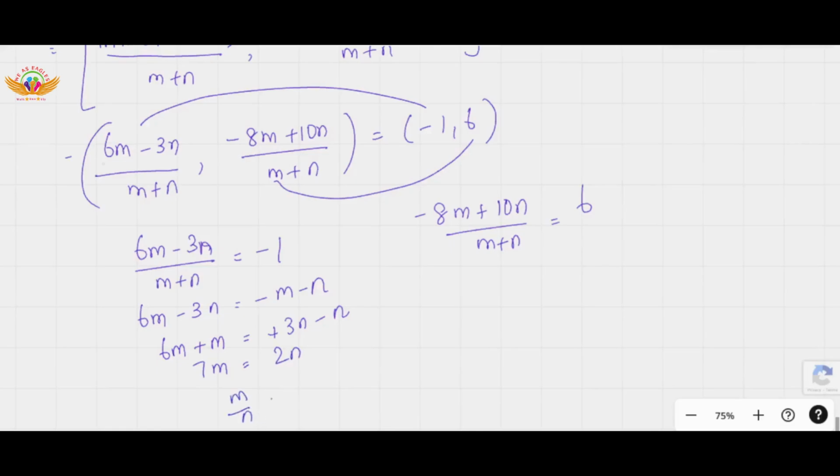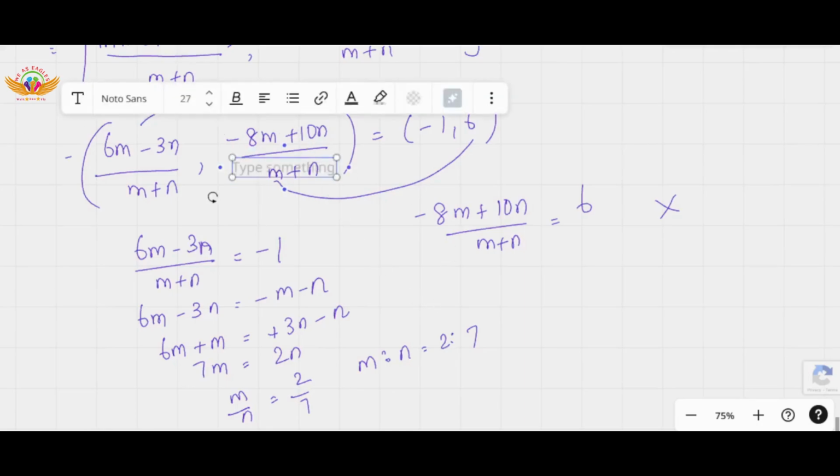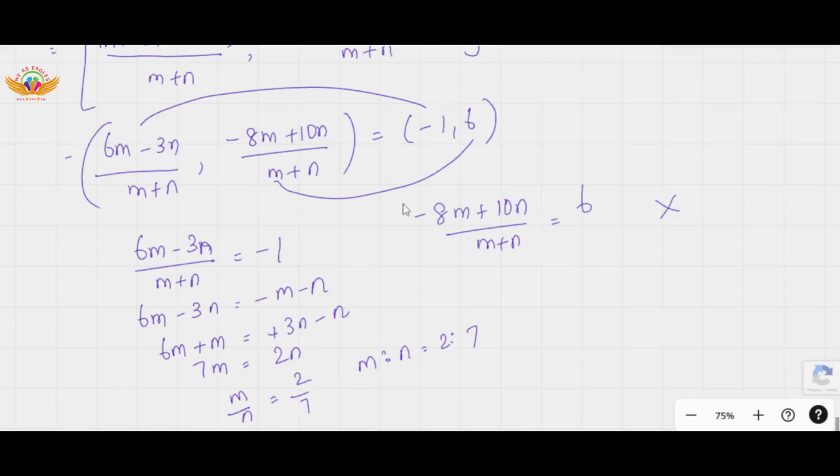m divided by n is equal to 2 by 7. So hence I got m is to n equal to 2 is to 7. No need to do this. Directly I got the m is to n. If you want to cross check, you can do it. Let us cross check.